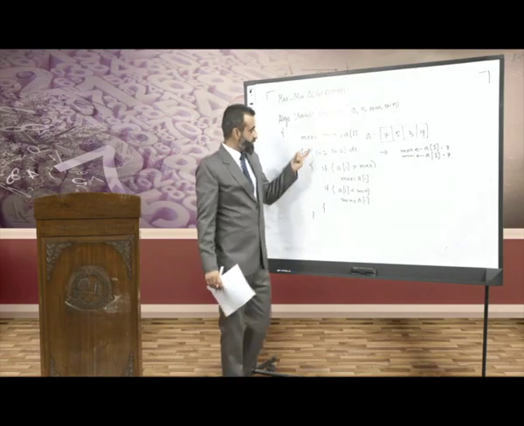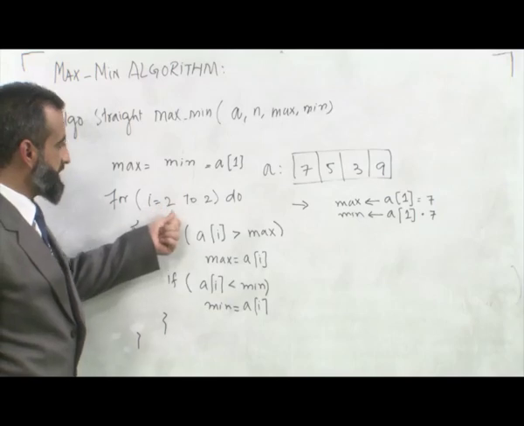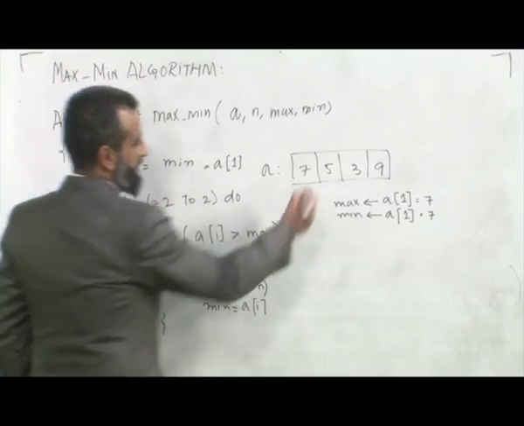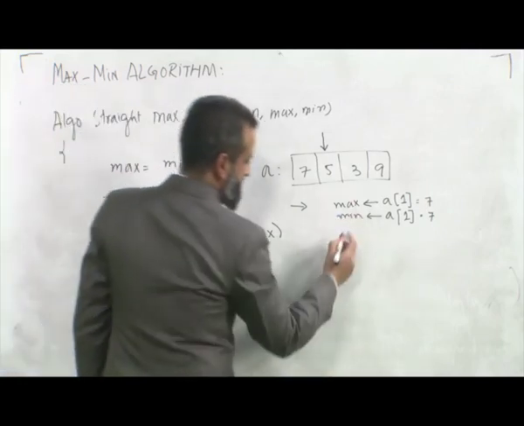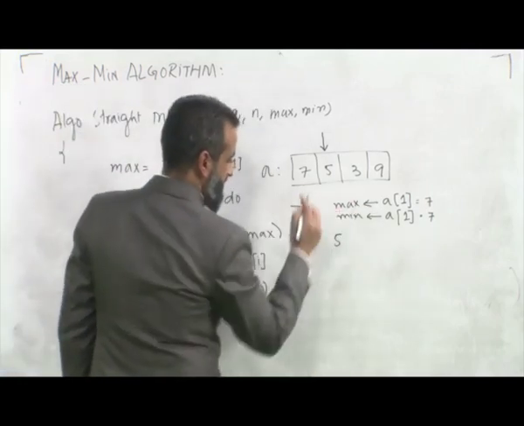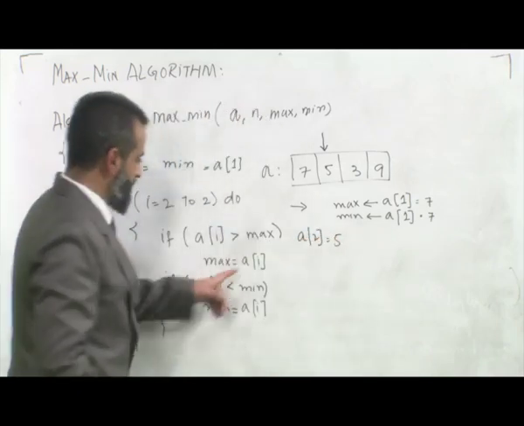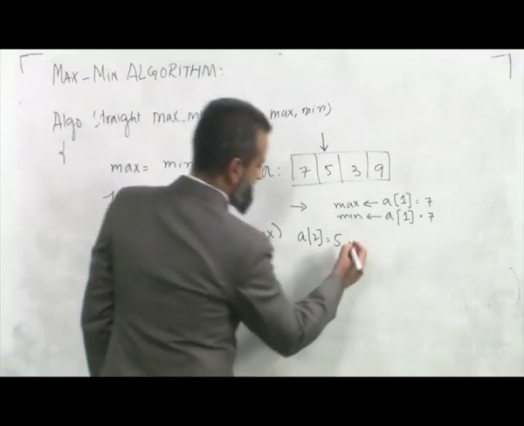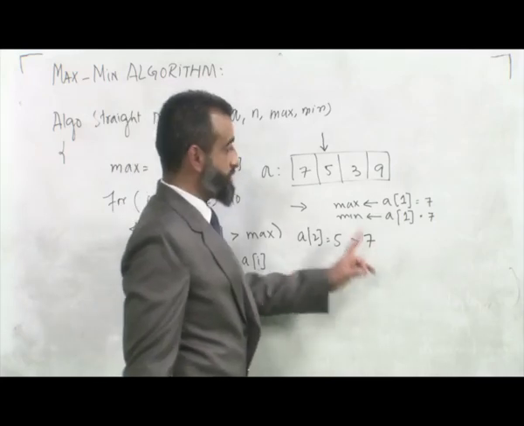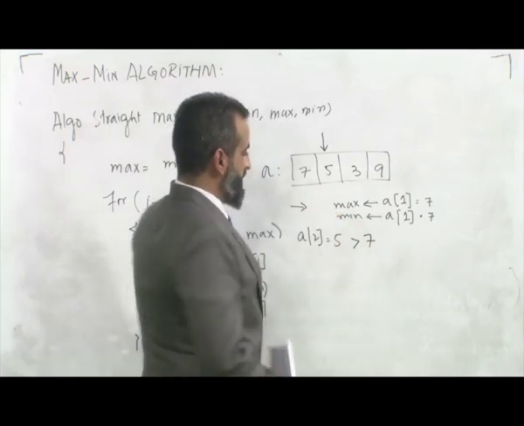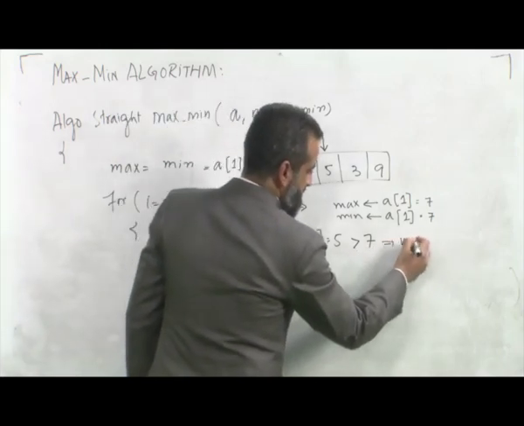Let's try to understand how this loop will work. Once the loop starts, the loop index is initialized with the value 2, which means it is now pointing to the second element. We compare the second element, 5, with max. Now a of 2 is equal to 5, and we compare it with max. Is 5 greater than 7? That is not true in this case, since it is smaller than 7. If it were true, then we would store it in max.